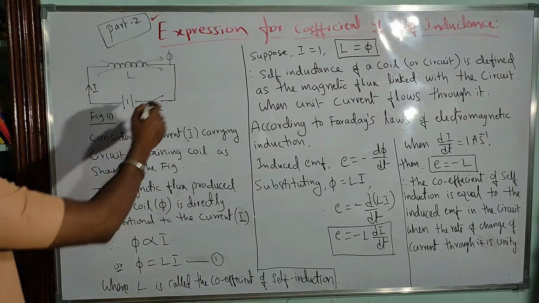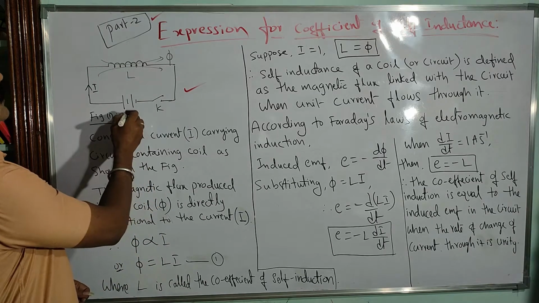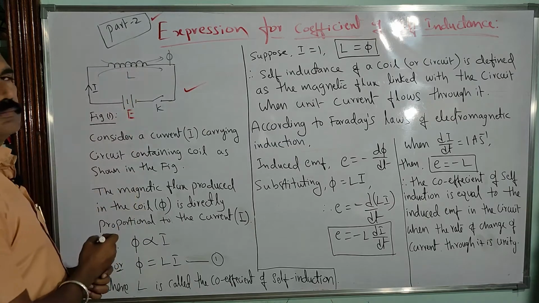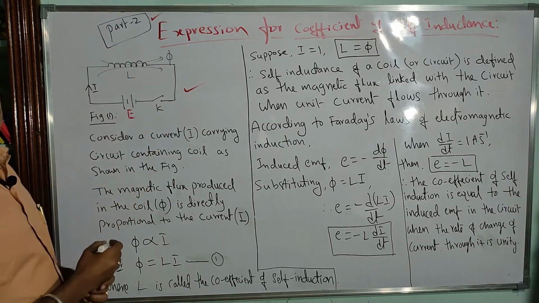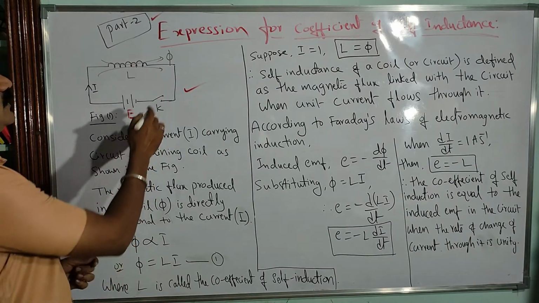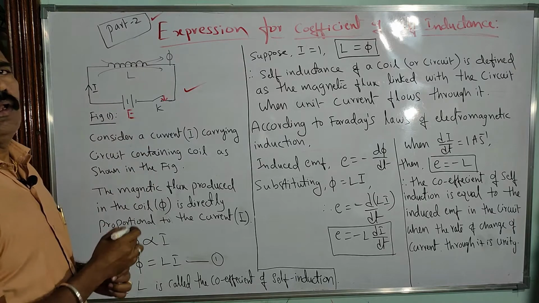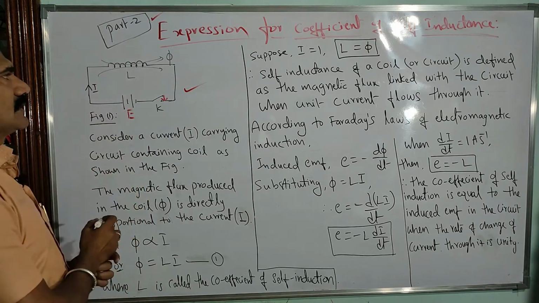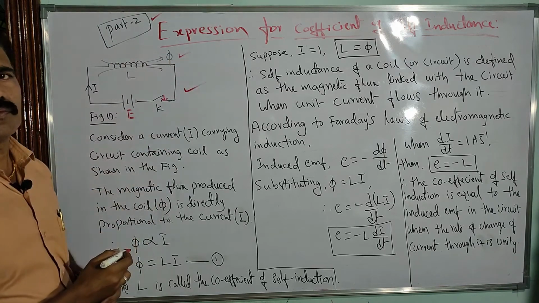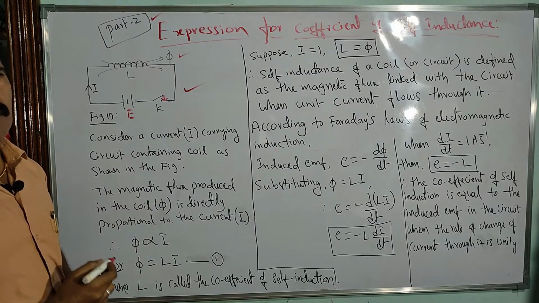Let's consider a simple circuit diagram in which we have a battery connected to a coil of inductance L, with a tap key. When the tap key is pressed, immediately a momentary current passes through the coil and there is a change of magnetic flux. The induced magnetic flux is considered as phi here. That magnetic flux is produced due to the flow of momentary current in the circuit.